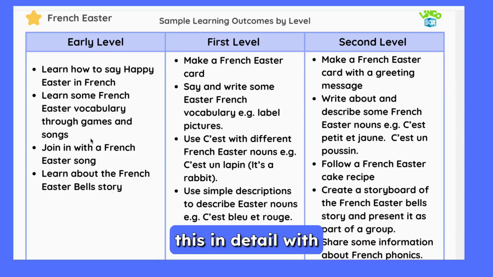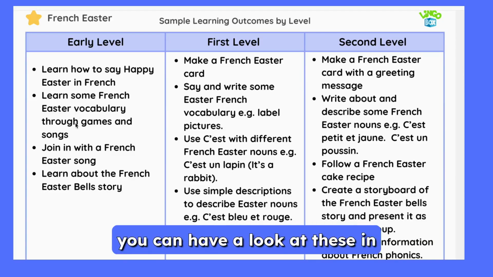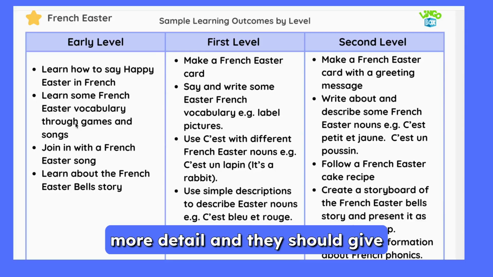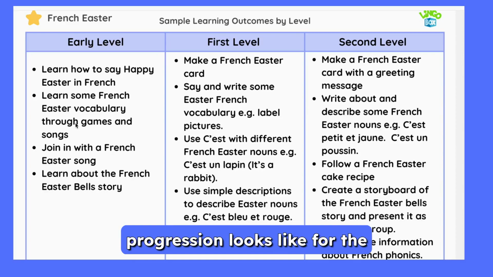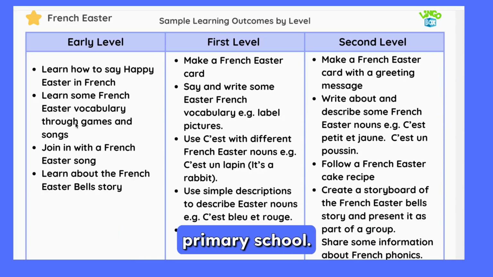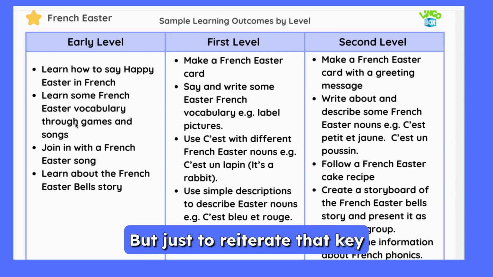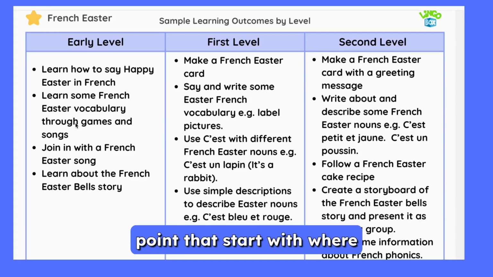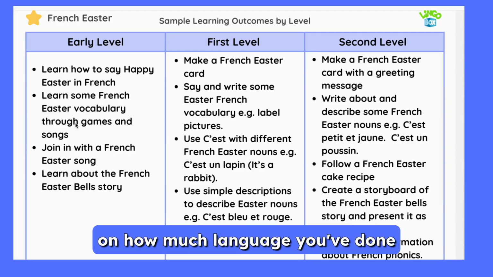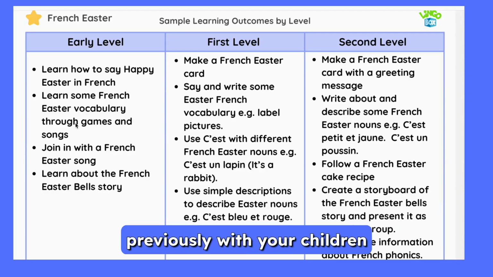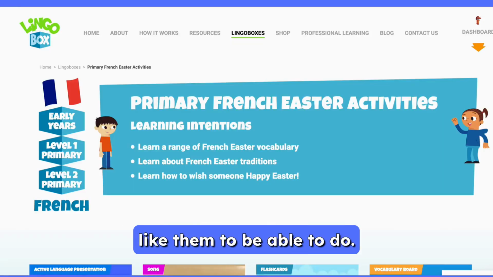I'm not going to go through this in detail with each of these, but you can pause the video here, you can have a look at these in more detail, and they should give you a clearer idea of what the progression looks like for the different stages in the primary school. But just to reiterate that key point, start with where the children are at, and there's a huge amount of flexibility in terms of what an outcome might look like across different stages, and depending on how much language you've done previously with your children and what it is that you would like them to be able to do.